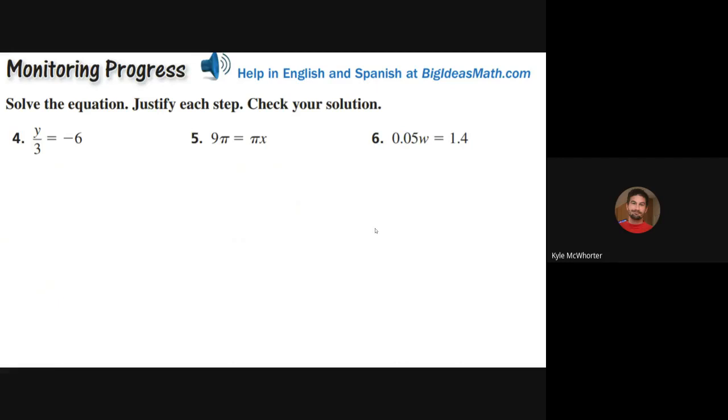Okay, what are we going to do on number 4? Our variable y is being divided by 3. So the inverse of dividing by 3 would be multiplying by 3. So we're going to multiply both sides of this equation by 3. On the left side, times 3 divided by 3 cancel each other out. 3 divided by 3 is 1. 1 times y is y. And then negative 6 times 3 is negative 18.